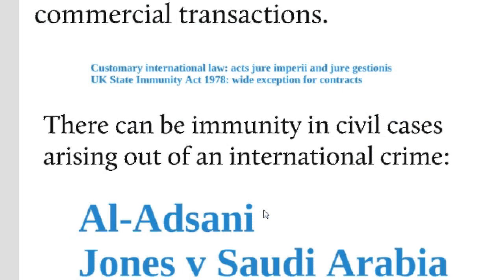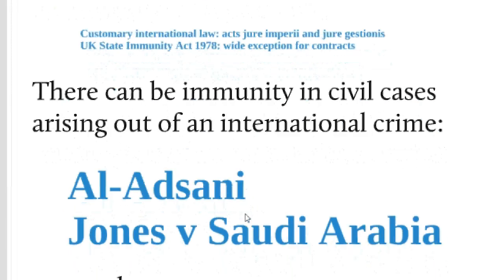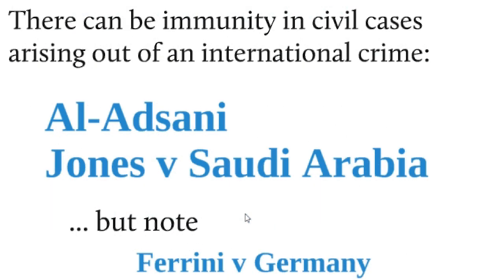The other point that it's important to note is that there can be immunity in civil cases arising out of an international crime, essentially where someone, for example, sues their torturer. So two cases that we'll look at will be Al-Adsani and Jones and Saudi Arabia. Al-Adsani before the European Court of Human Rights, Jones and Saudi Arabia before the House of Lords.